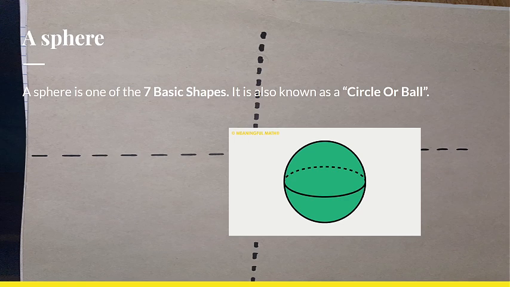So, a sphere is one of the 7 basic shapes. It's also known as a circle or ball, if you've done any research about spheres. I believe it's sometimes referred to in ancient Latin texts as a rotunda, if I'm not mistaken. Okay, I think that's all. Is this an introductory slide of basic facts? Yeah.